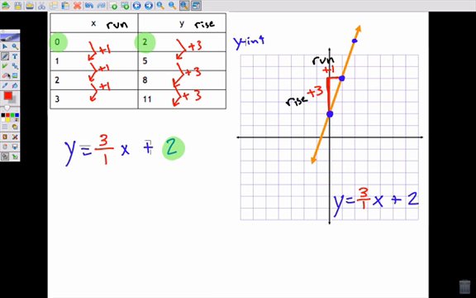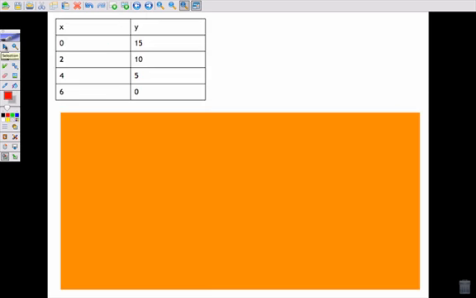Okay? So on this next one, we're not going to graph it at all. We're just going to go straight from this table to an equation. Okay, and so I know that I need two things. I need the y-intercept, and I need the slope. Okay, so the y-intercept comes from when x is 0, and when x is 0, y is 15. So I know that the y-intercept is 15.